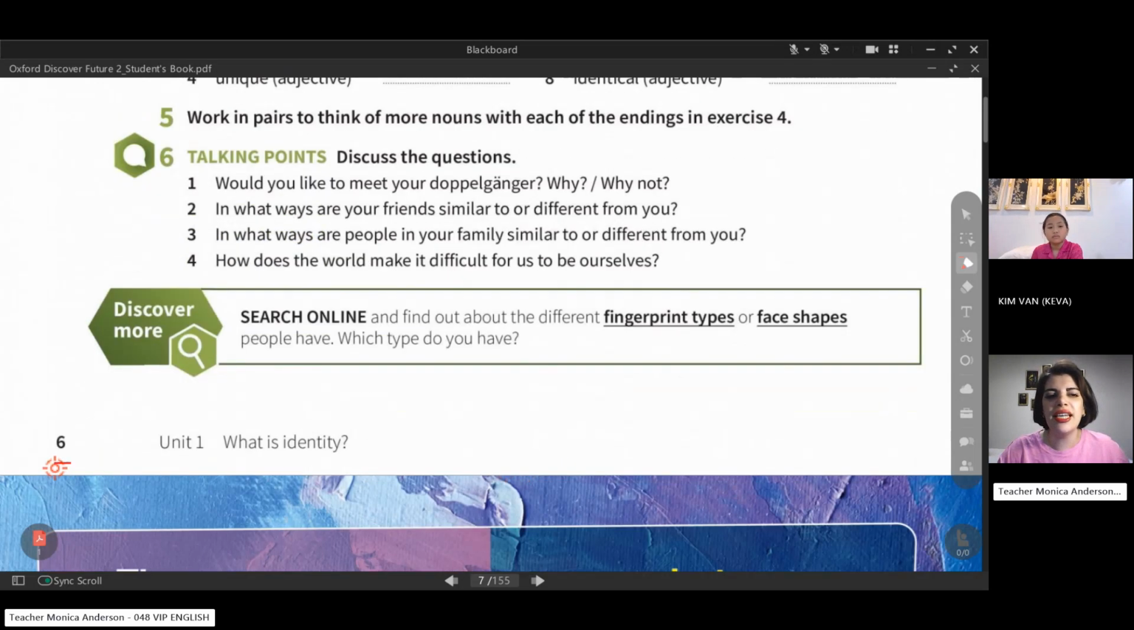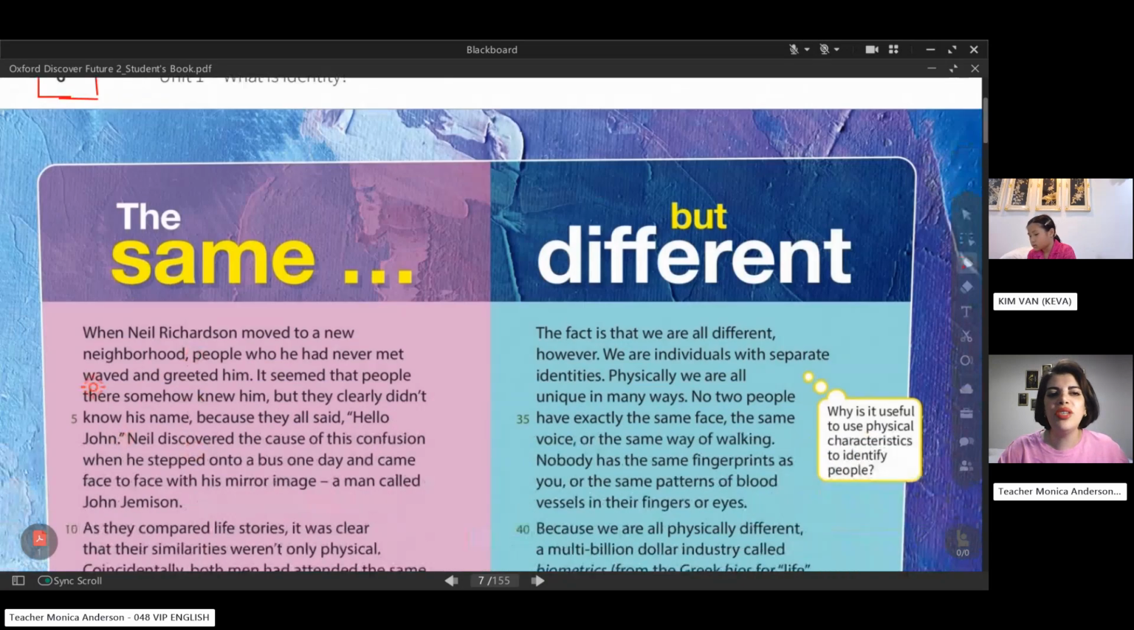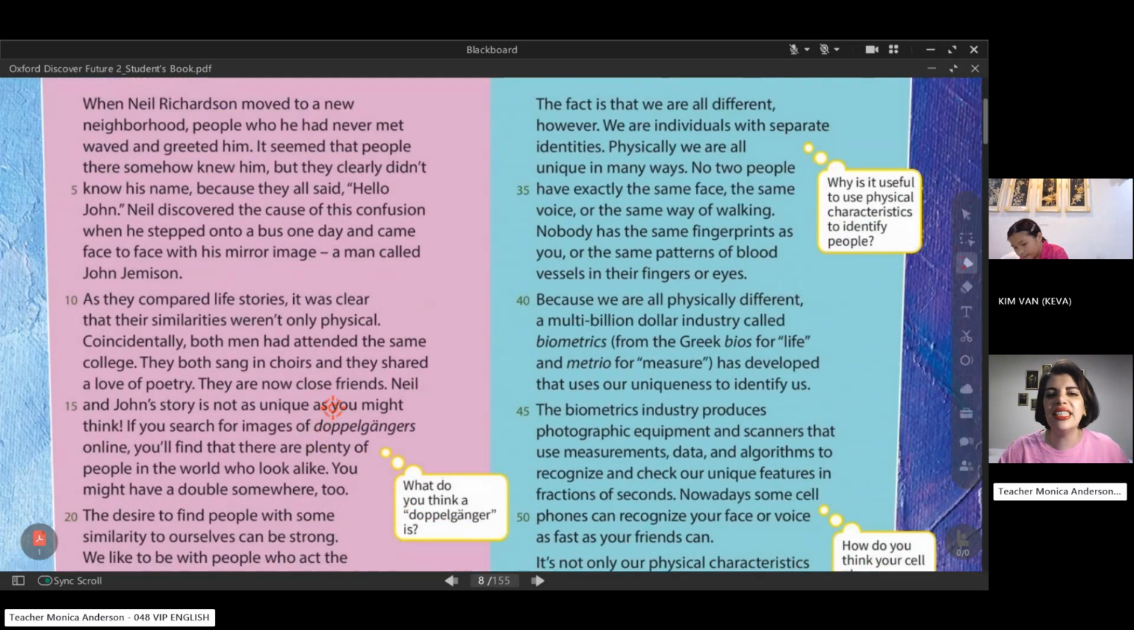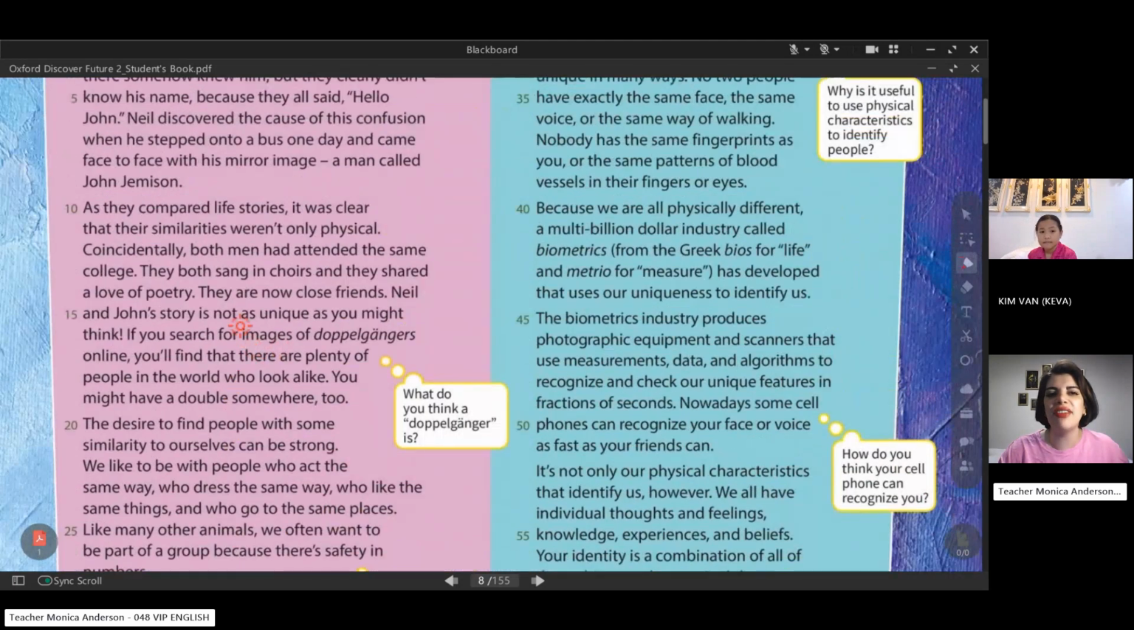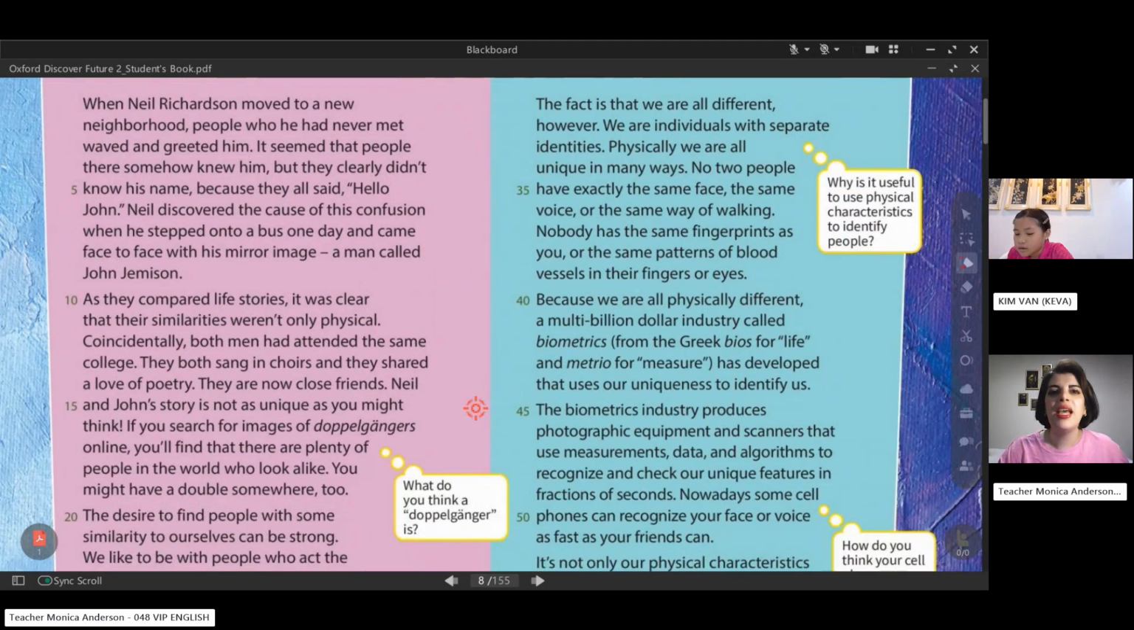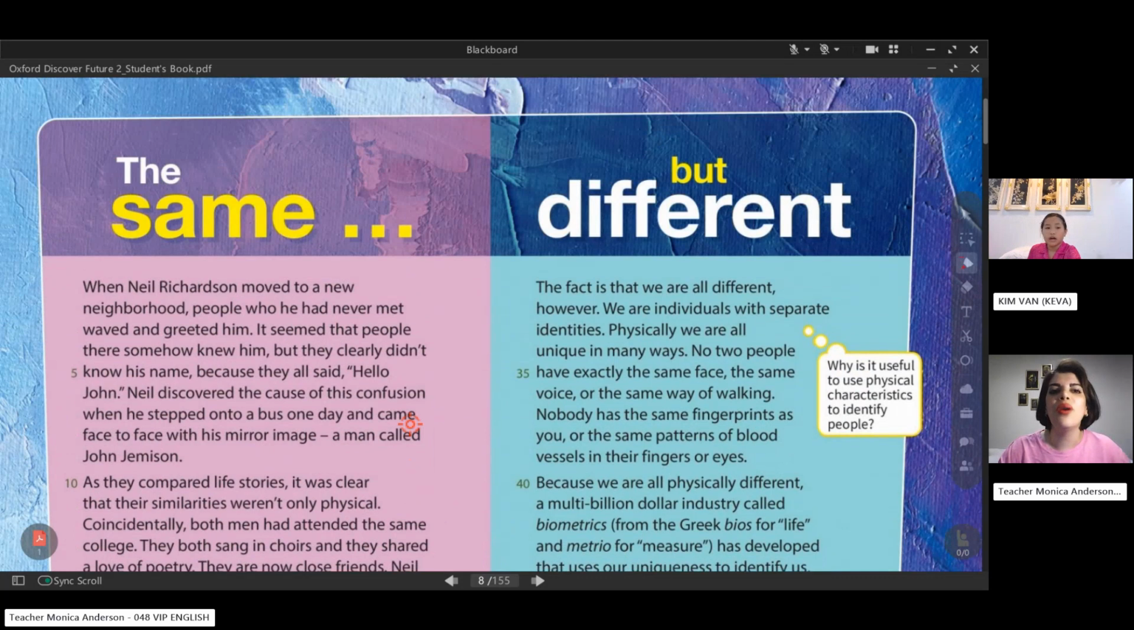Okay, as you can see, it's page 6. But you need to look at page 7 because the article is on page 7. Okay, "The Same but Different." Excellent. First of all, we need to listen to know how to pronounce some words, and after that you can read it, okay?